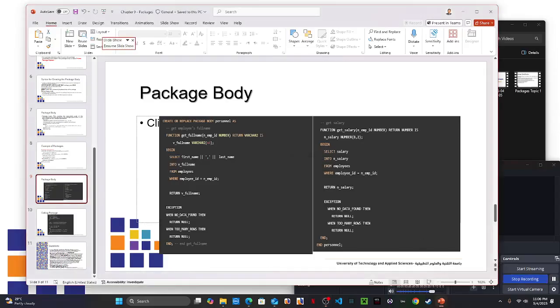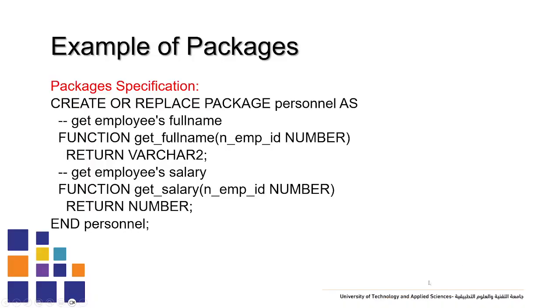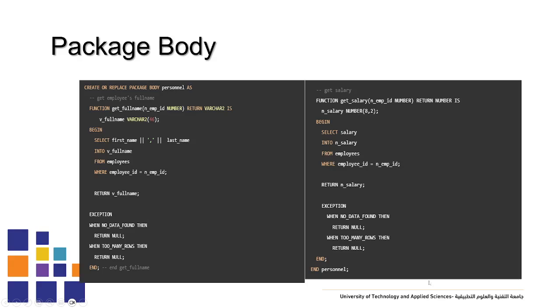Alright, so let's continue with our packages. This is going to be our third package body example, where we're creating a personnel package once again, and it comes with the function get_full_name. Suppose our BEGIN statement is going to retrieve a concatenated first name and last name into the v_full_name from the employees table.